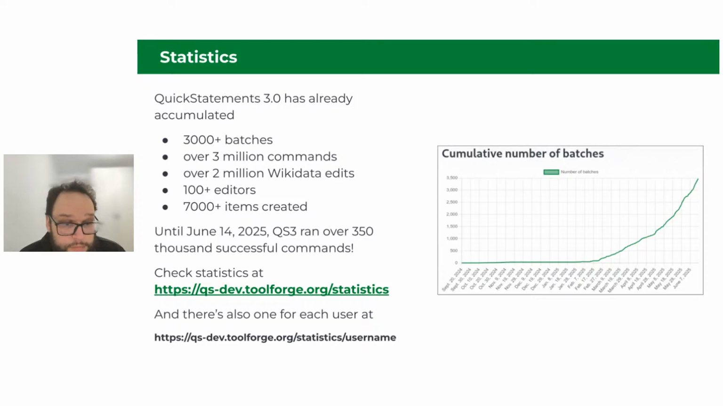And one can access this statistics page for their account. So if I want to provide statistics of my contribution using Quick Statements 3.0, I just access the link on the tool with my username, so I can see my evolution using the tool.